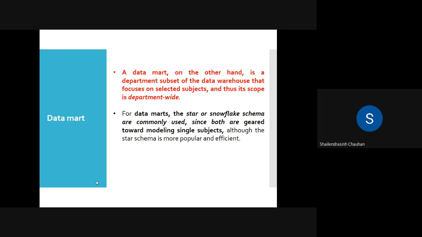Now, data mart. With respect to data mart, we already discussed that you can have the data of one subject inside a data mart. A data mart, on the other hand, is a departmental subset of a data warehouse that focuses on selected subjects, and thus its scope is department-wide only. For example, you have different departments like sales department, customer department. With a data mart you can have the data of only a single subject.